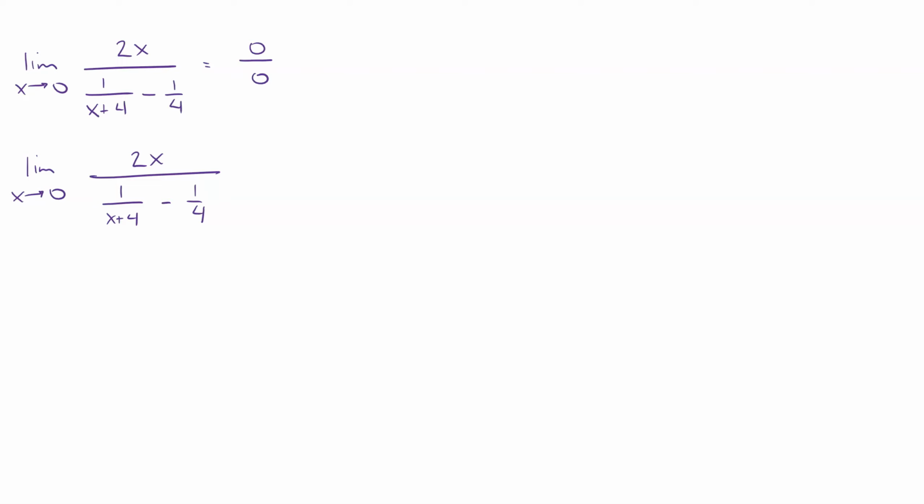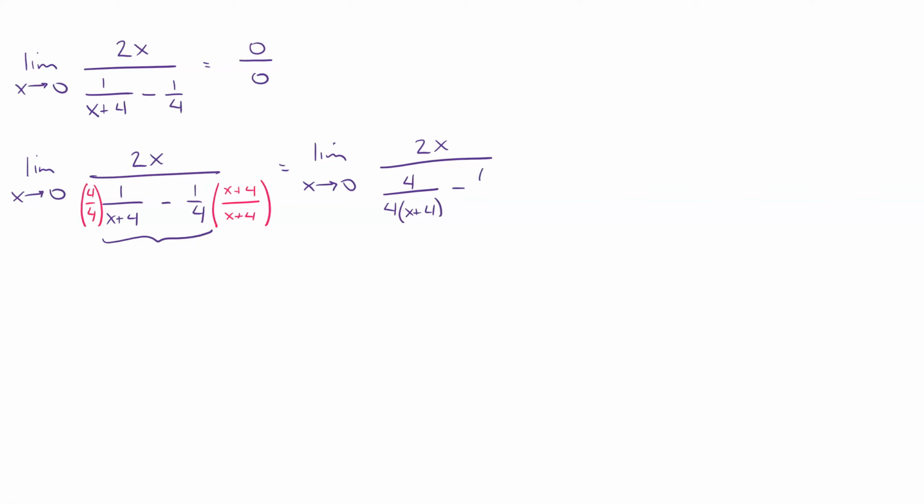Just do what the math is asking you to do. The math wants me to subtract these fractions, so I need common denominators. I'm going to multiply the first one by 4 over 4, and the second one by x plus 4 over x plus 4. Don't forget the parentheses. It's a really common mistake, but it'll cause a lot of problems.